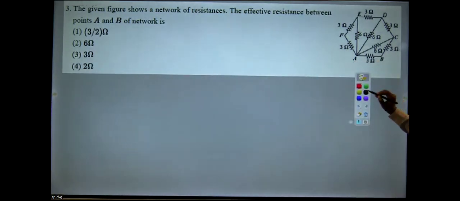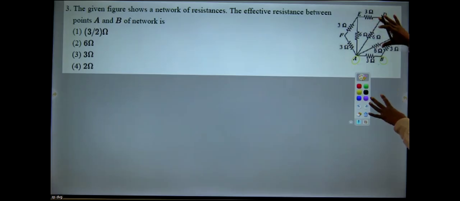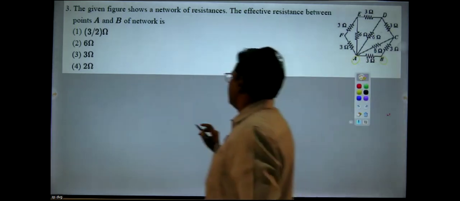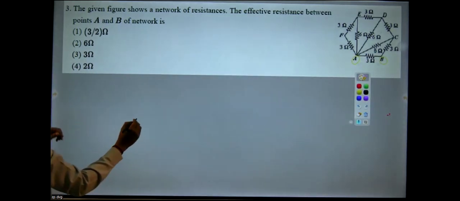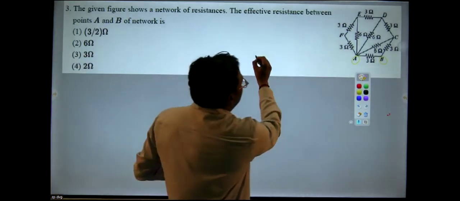If you observe the diagram, you will see that this is point A and this is point B. We want to find out the equivalent resistance of this network between A and B. This resistance network may appear complicated, but it's not complicated. It's very, very simple. Let us see how to analyze such a circuit. So let me redraw the diagram.